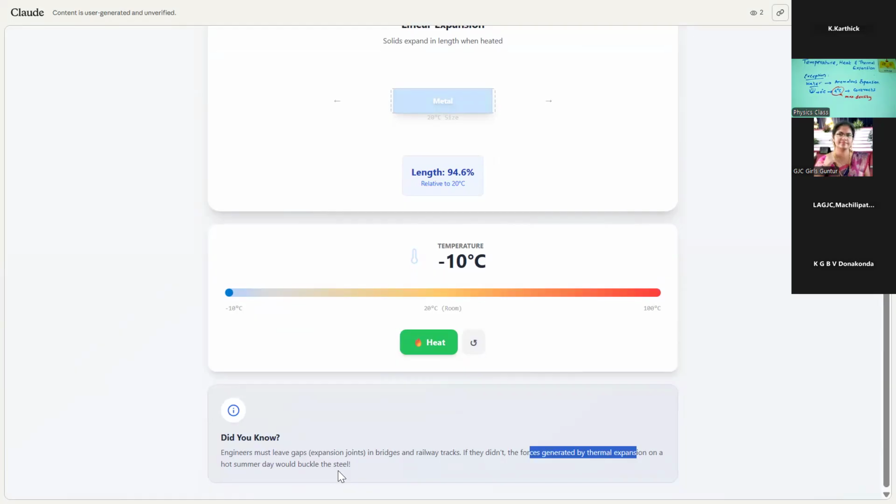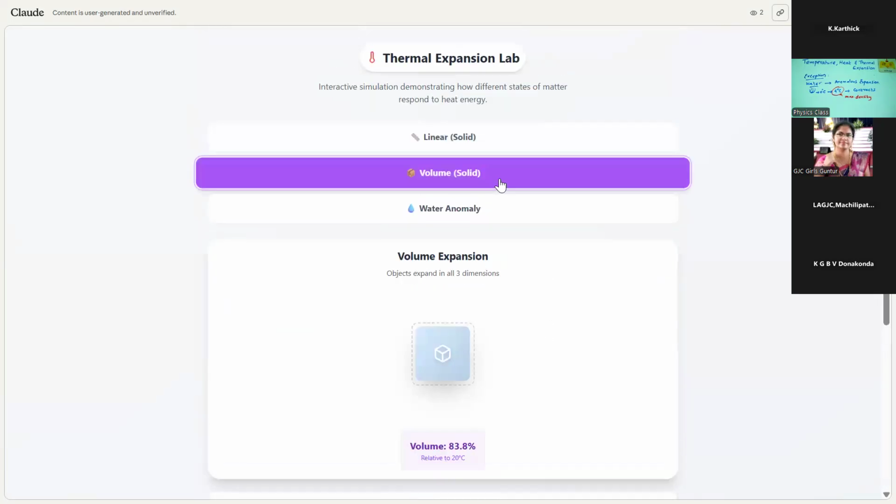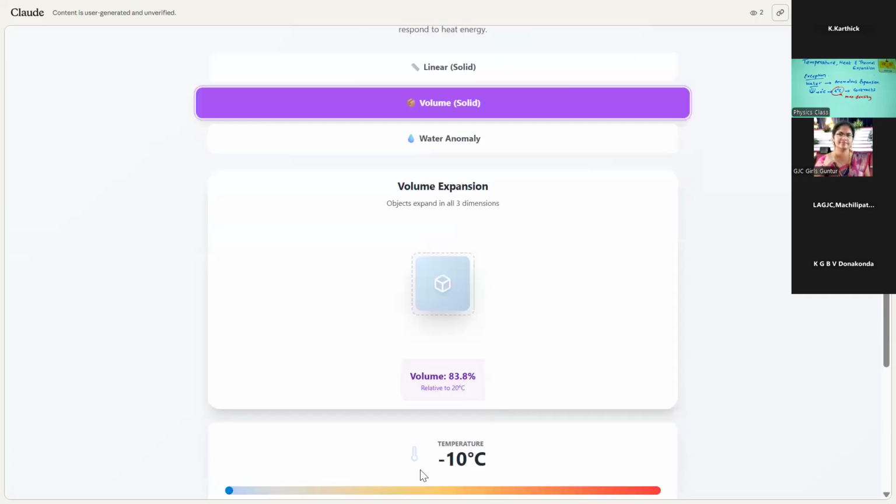Now, volume expansion, solid. So we move into volume expansion. This is simply the linear expansion happening in all three dimensions, that means length, width, and height. The volume is the total space the object takes up. Clear?